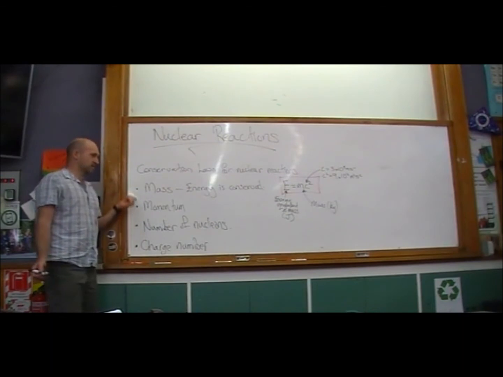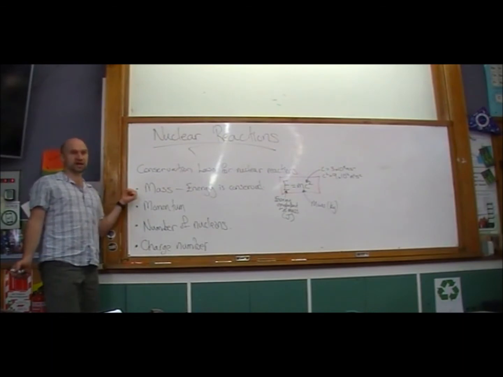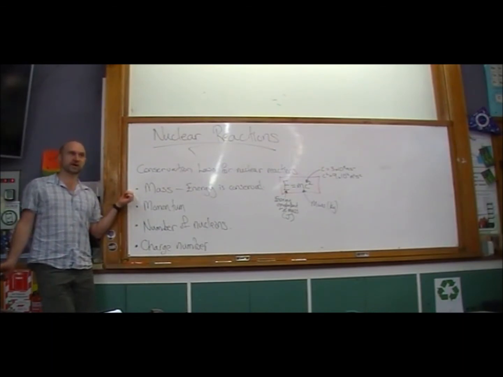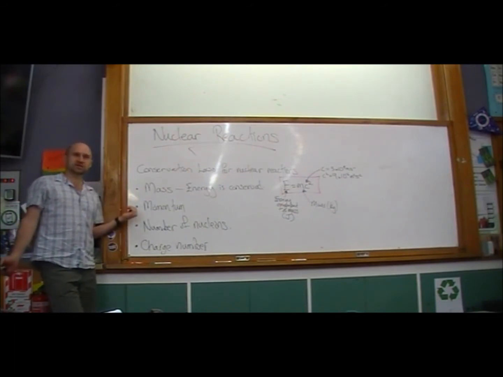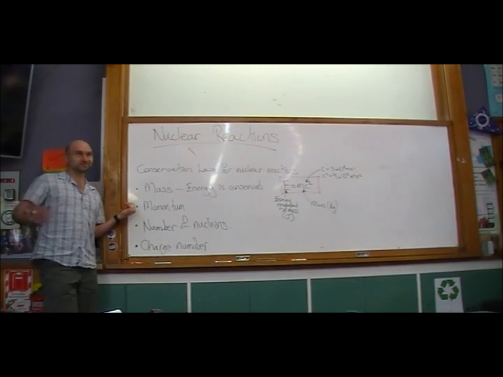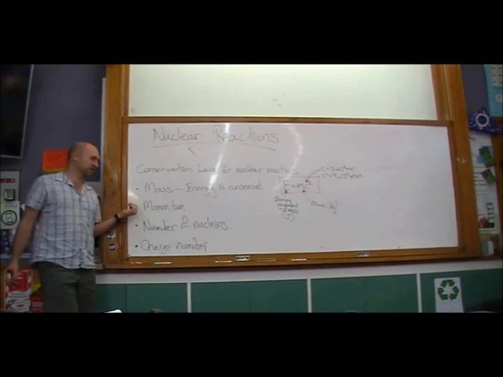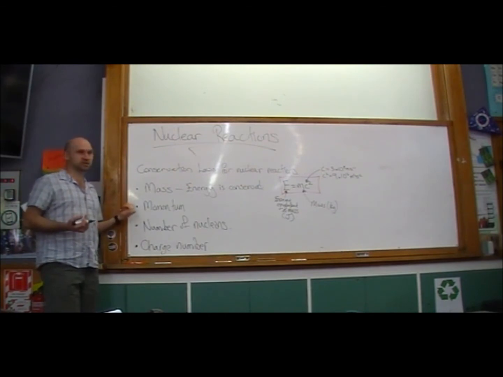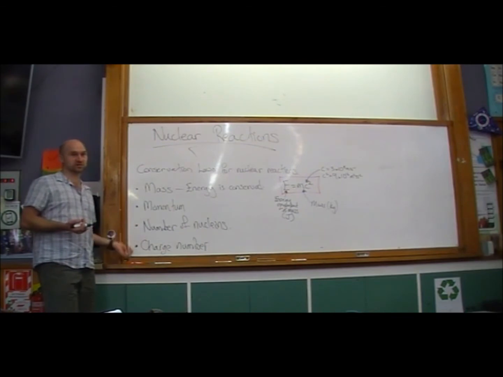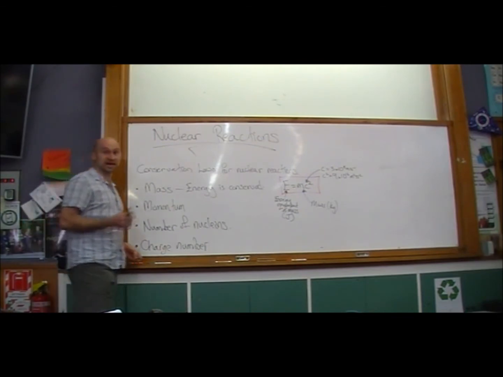Four things. The mass energy is conserved. We're going to use that later in this topic to do calculations about how much energy is released in a nuclear reaction. Momentum is conserved. You'll probably use it later in your physics career to analyse collisions of subatomic particles. This year, for solving nuclear reaction problems, we're going to use conservation of number of nucleons and conservation of charge number a lot.